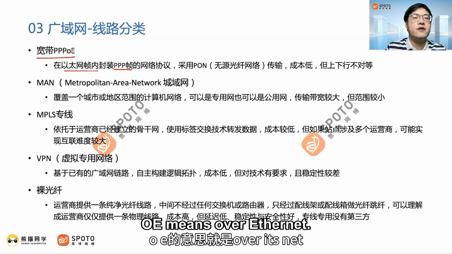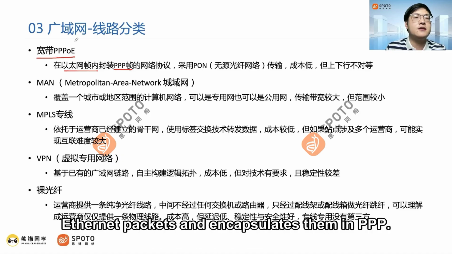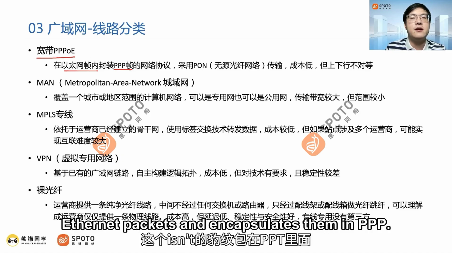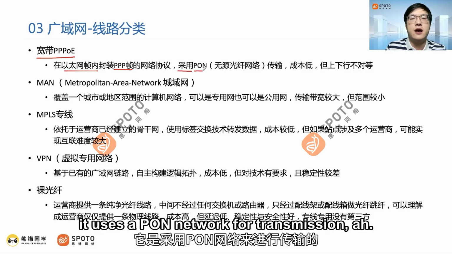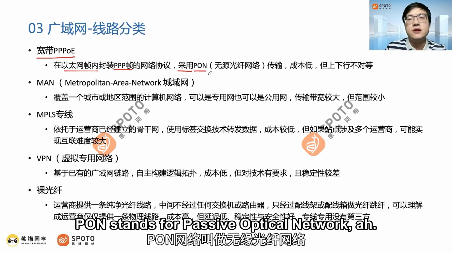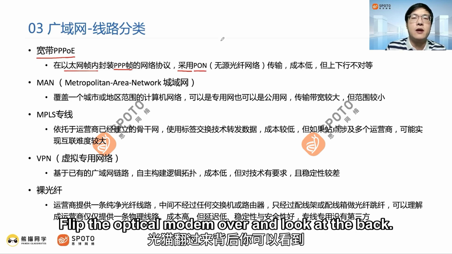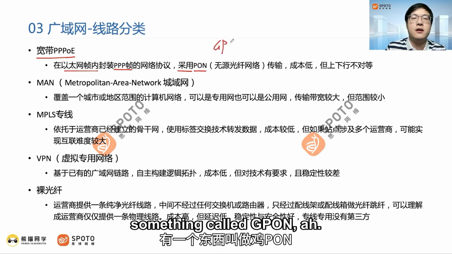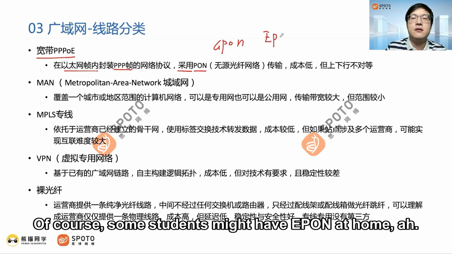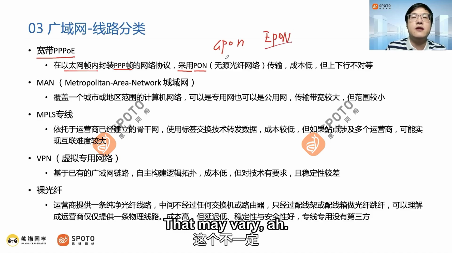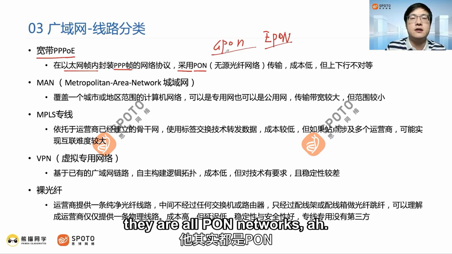PPPoE dial-up. OE means over Ethernet. It takes Ethernet packets and encapsulates them in PPP. Generally speaking, it uses a PON network for transmission. PON stands for Passive Optical Network. For example, you can take a look at the optical modem at your home. Flip the optical modem and you can see something called GPON. Of course, some students might have EPON at home. That may vary, but they are all PON networks.